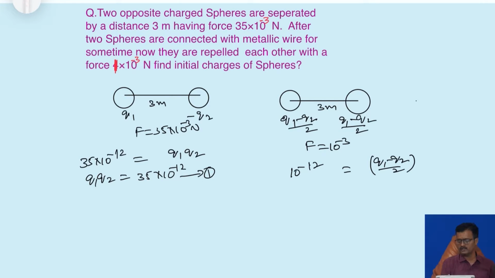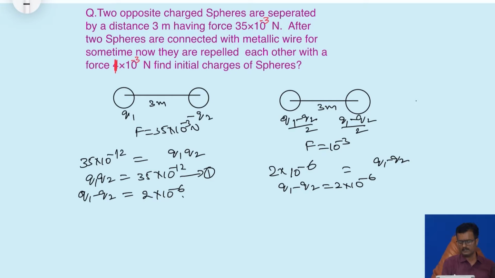Okay, bring the square to this side, then it becomes root of 10 power minus 12, that is 10 power minus 12 by 2, that is 10 power minus 6. Bring 2 toward this side, then it becomes 2 into 10 power minus 6. So what is q1 minus q2? That is 2 into 10 power minus 6. This is equation 2. We know q1 q2 and q1 minus q2.